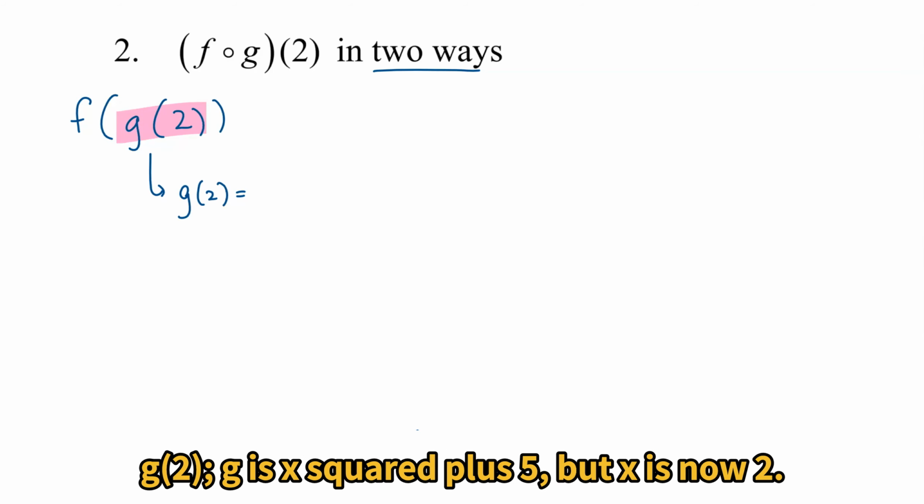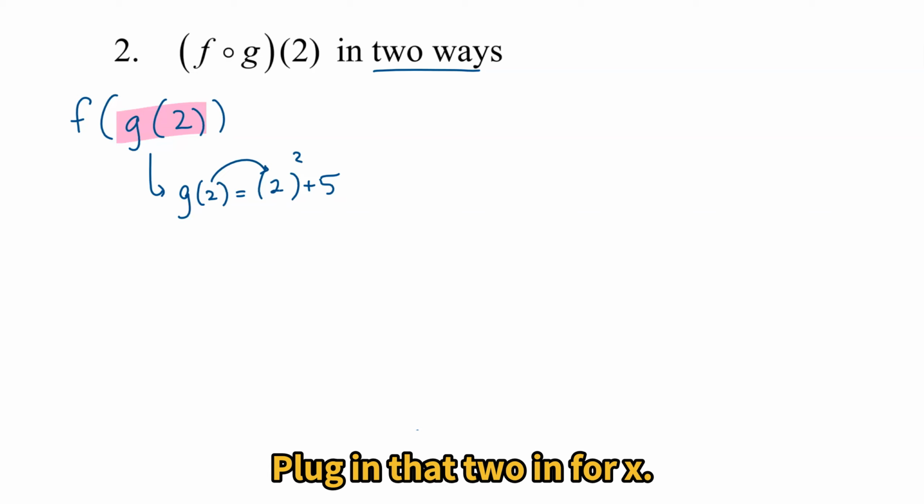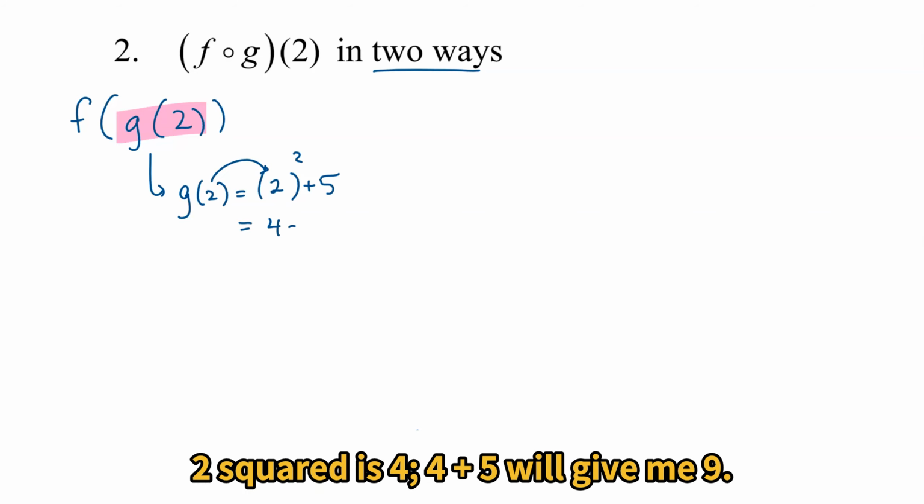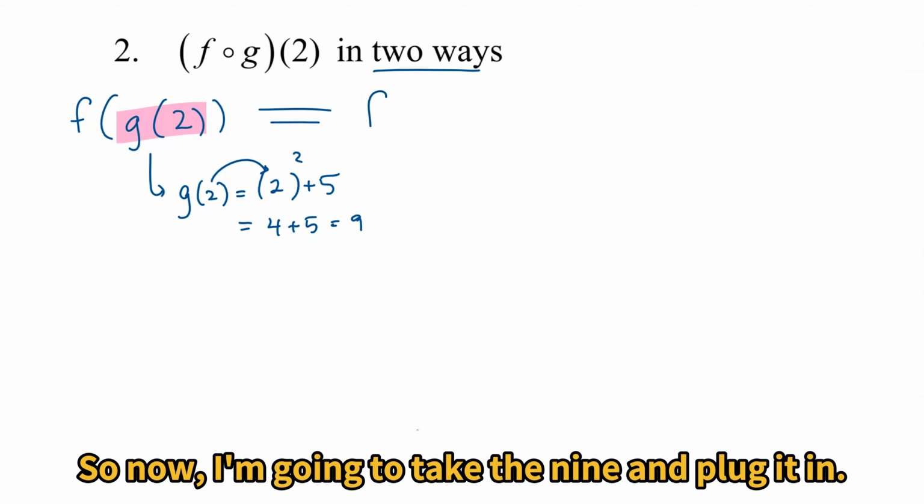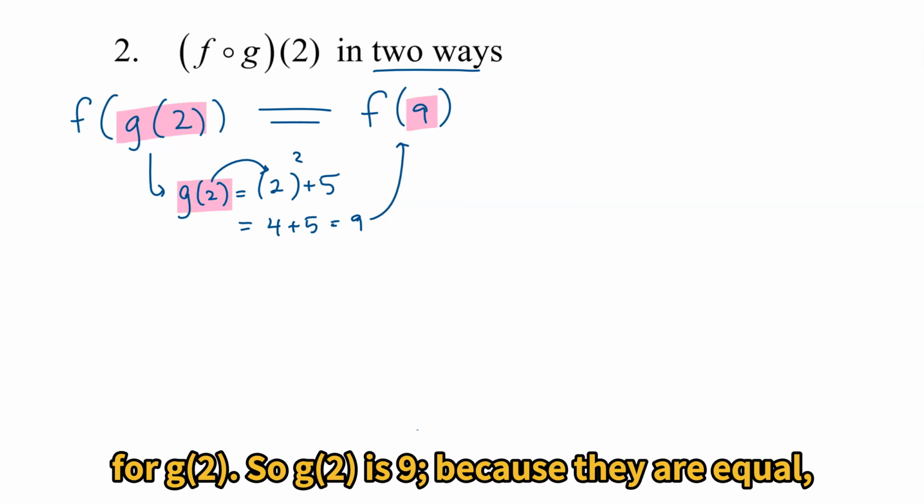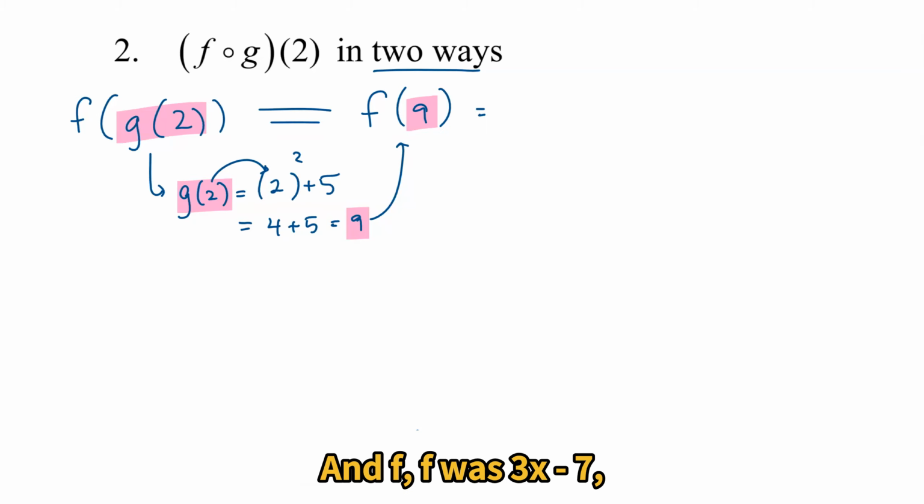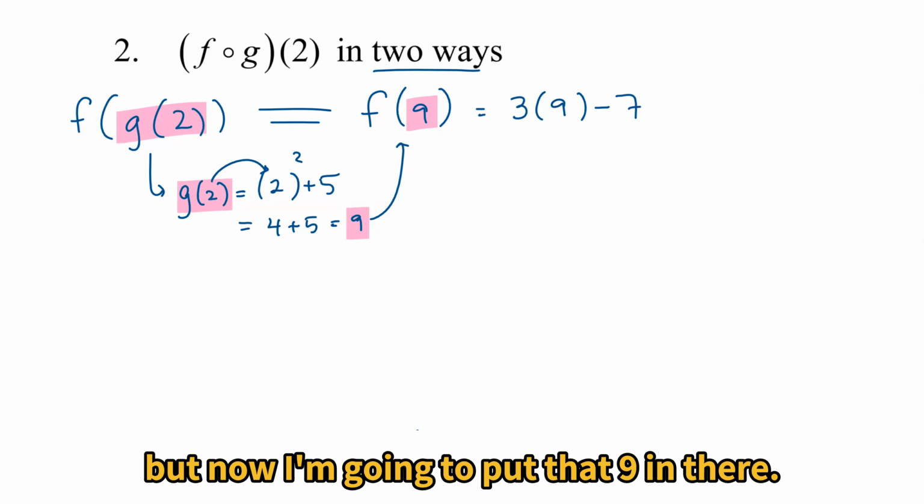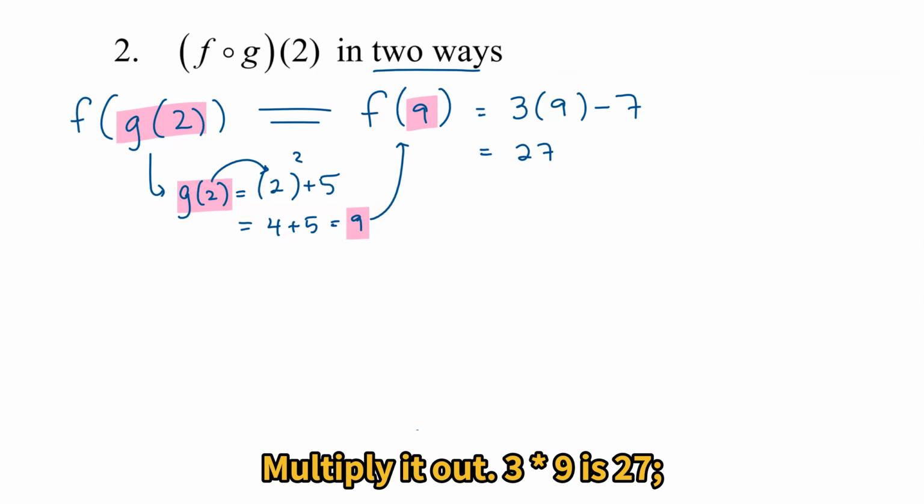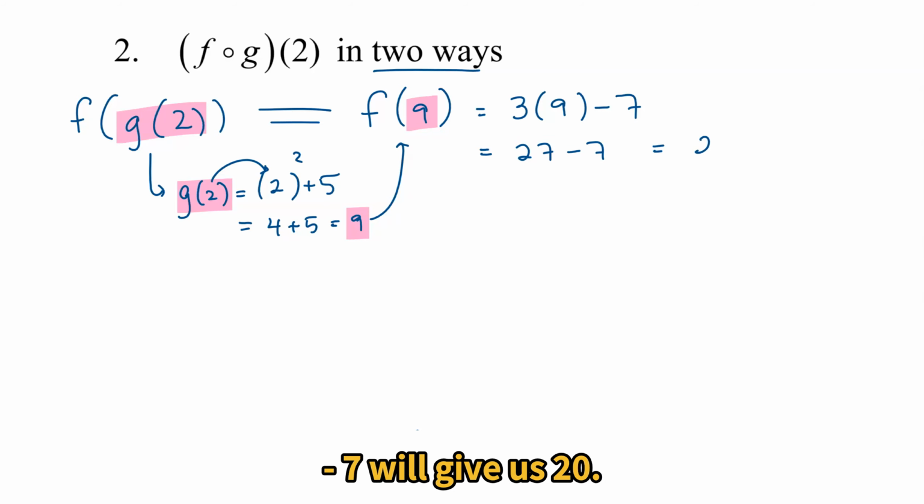G of 2: g is x squared plus 5, but x is now 2, plugging that 2 in for x. 2 squared is 4, 4 plus 5 will give me 9. So g of 2 is 9. Because they are equal, I'm going to replace it. And f was 3x minus 7, but now I'm going to put that 9 in there and multiply it out. 3 times 9 is 27, minus 7 will give us 20.